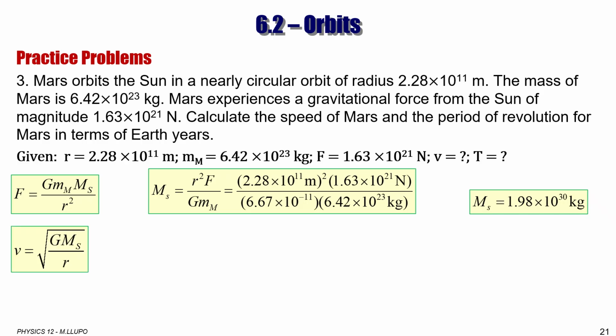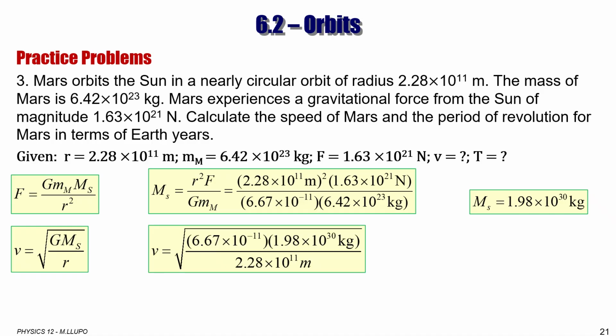Now we are ready to find speed, which is the square root of G M over r. From here, speed is the square root of 6.67 times 10 to the power of negative 11 times 1.98 times 10 to the power of 30 kilogram, divided by 2.28 times 10 to the power of 11 meter. When you plug that in the calculator, you'll get 2.41 times 10 to the power of 4 meter per second.